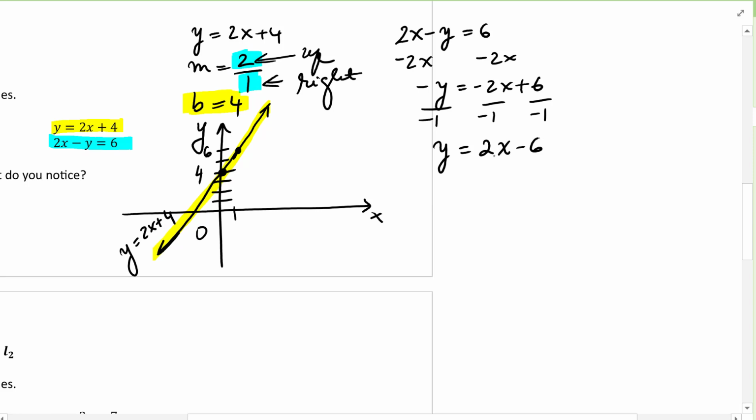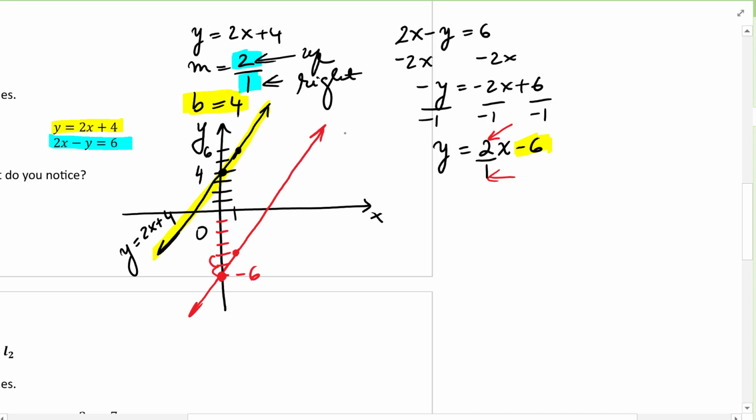And now again, we can see that the slope is 2 over 1, but the y-intercept is negative 6. So what does that mean? I'm going to start at negative 6: 1, 2, 3, 4, 5, 6. So negative 6, right? That's the y-intercept. We bubble that. And then 2 means go up 2 units, 1, 2. And then 1 means go to the right 1 unit. So this would be the next point. And now I'm going to connect them.